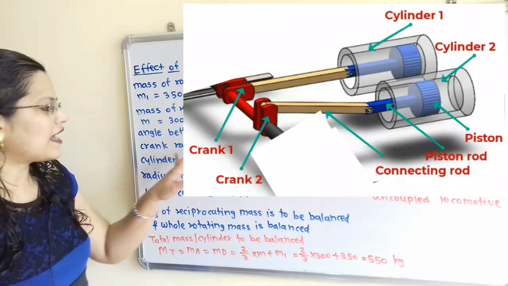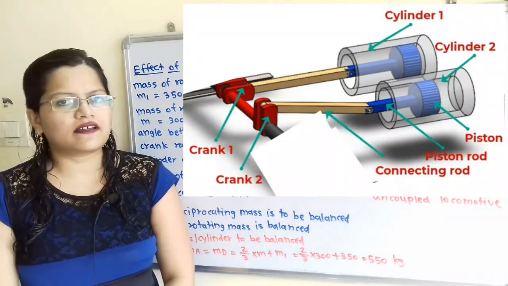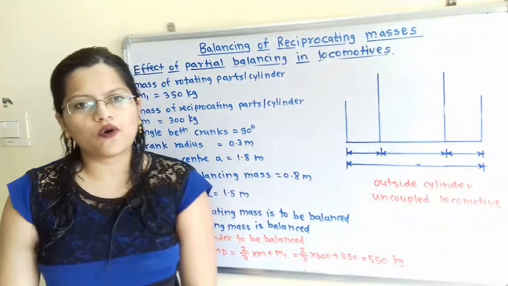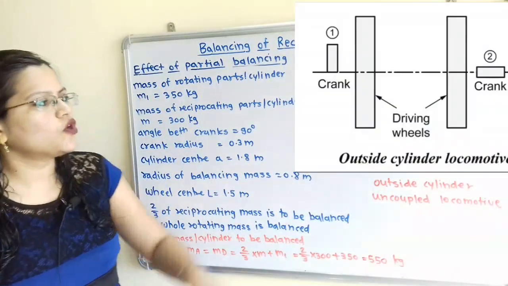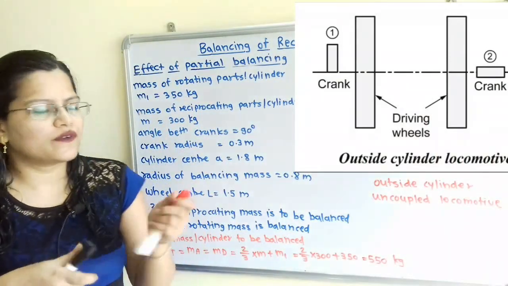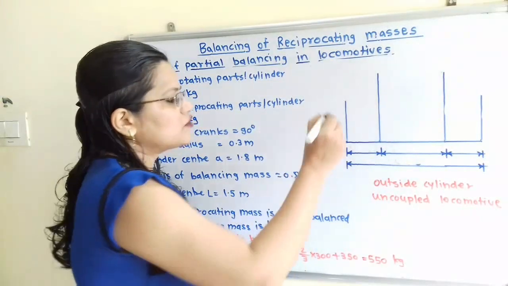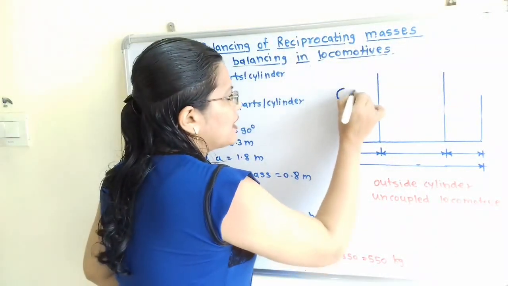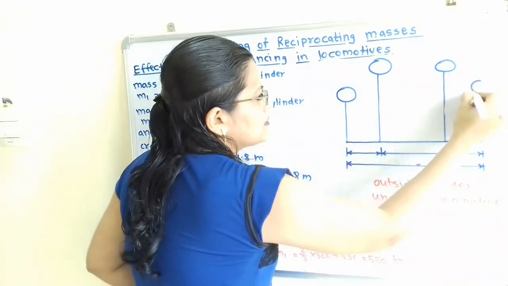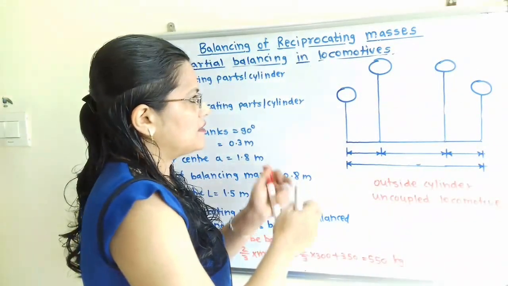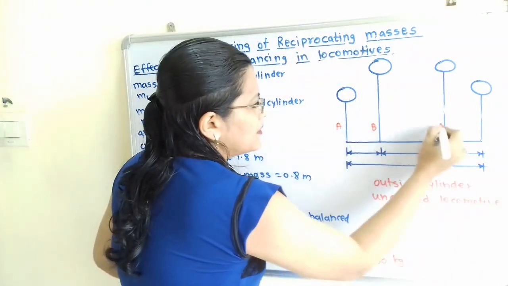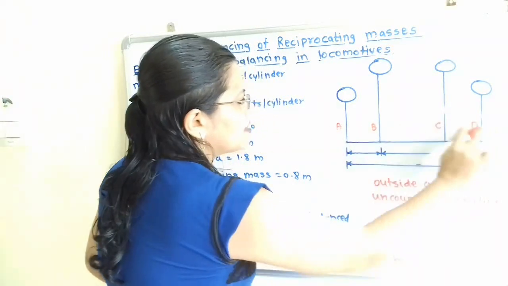Now these cranks are set at this piston cylinder arrangement. Now this is the outside cylinder uncoupled locomotive. That means we have to show cylinder at the outside and the wheels at inside. So we will show here. Now these two cylinders and wheels rotate in the different planes. So we will mention here the planes A, B, C and D. So these are the four planes.